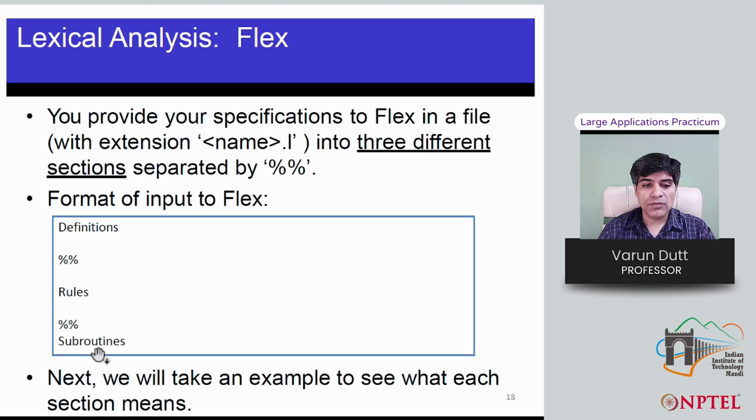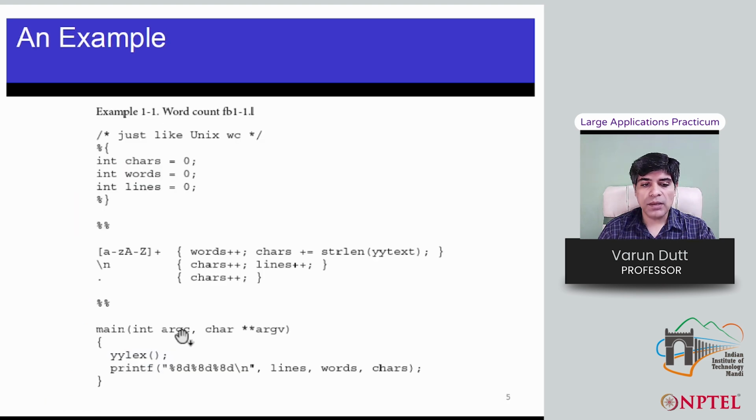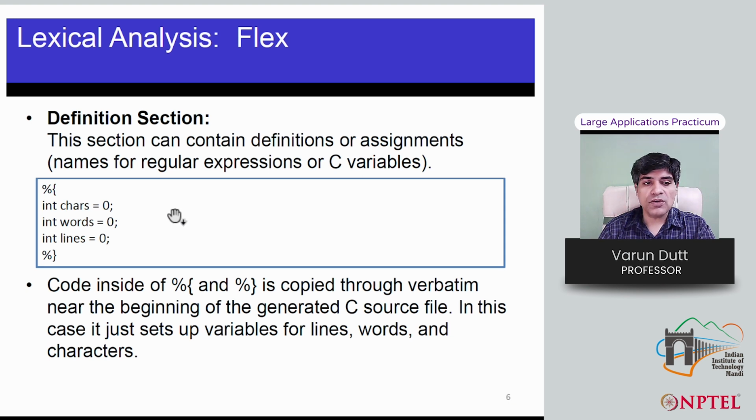Then the third part, the subroutine part, is where we write the main function, which will call yylex, the Flex routine, and it will print the lines, words and chars. This part again will be copied verbatim into the C program which gets created from the .l file. This is just defining each of the parts, and you can see that the definition section contains the definition and assignment of variables, and typically this code is copied verbatim near the beginning of the generated C source file, which you will see shortly.